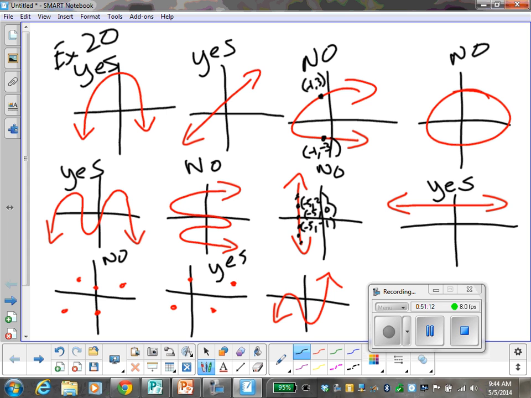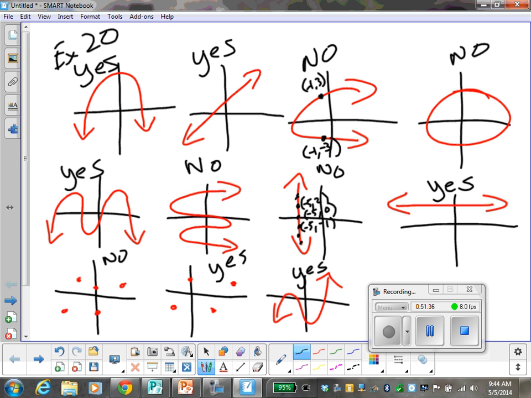How about this one? Yes, and again, this one is one you'll learn in Algebra 2. It's a cubic, x cubed. So you got x to the first power, linear, x to the second power, quadratic. When you get to Algebra 2, you'll learn x to the third power, and then x to the fourth power. You'll learn all kinds of functions. That one's a yes.